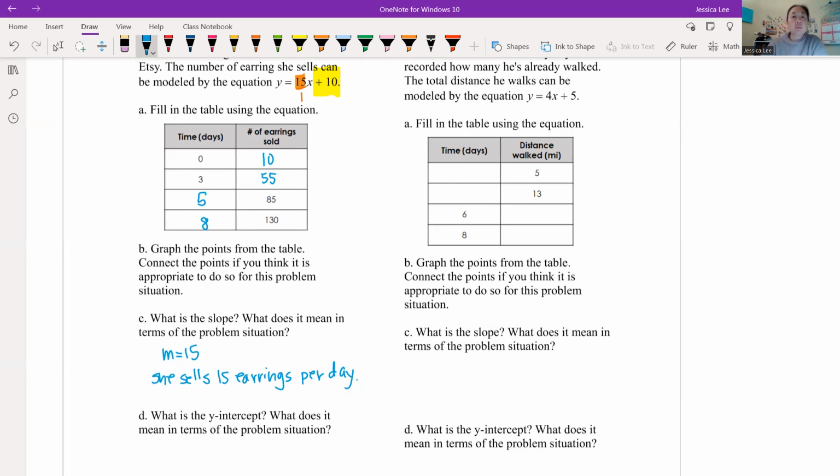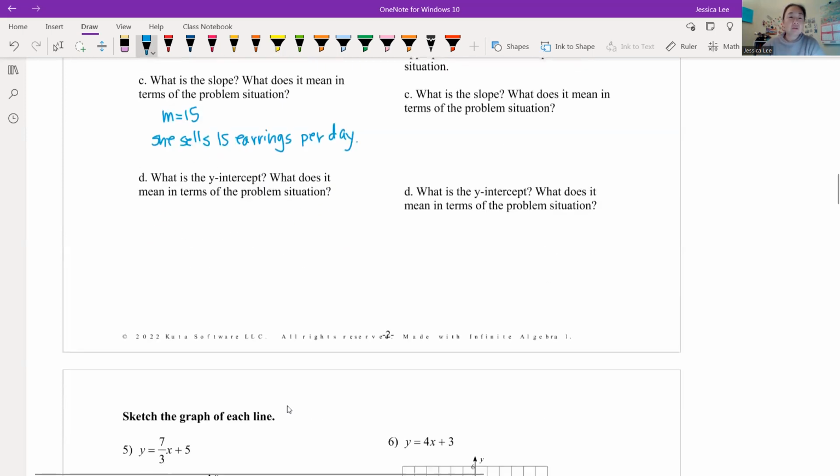What is a y-intercept? Remember, our y-intercept is this 10 right here, which is this 10. So an easy way to just look at it, it says, so 0 days, 10 earrings, right? So after 0 days, she sold 10 earrings. What does that mean? So let's try this out. I'm just going to write it first. So this is the y-intercept. So remember, this is at the start, at the beginning, or you can say after 0 days. But I like to say at the beginning.